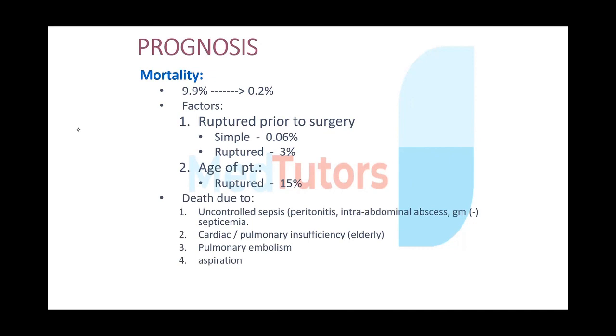Age of patients. Now, extremes of age usually have poorer prognosis, and you can see 15% will even present with rupture. And this is due to diagnostic dilemma, and death in patients with acute appendicitis is due to uncontrolled sepsis, okay. Patients with cardiopulmonary problems, like in elderly patients, pulmonary embolism, okay. And patients that aspirate.